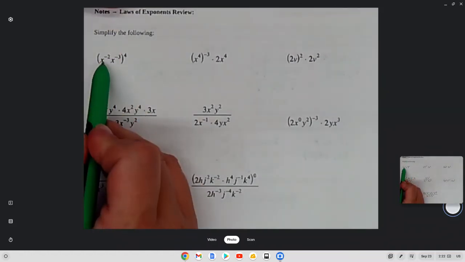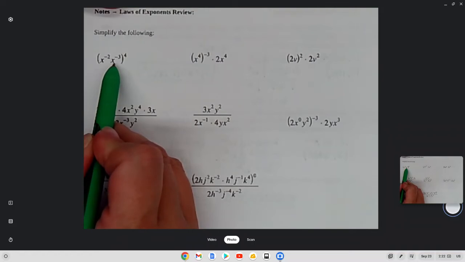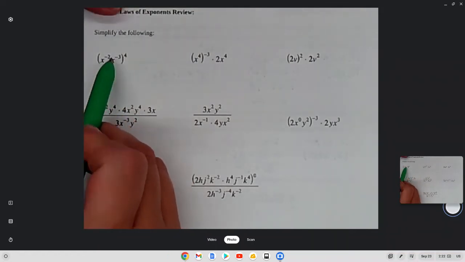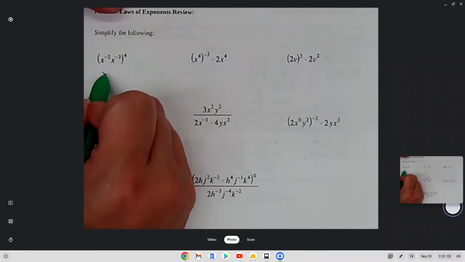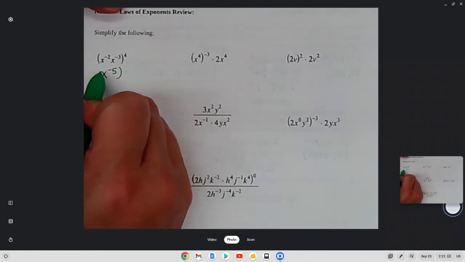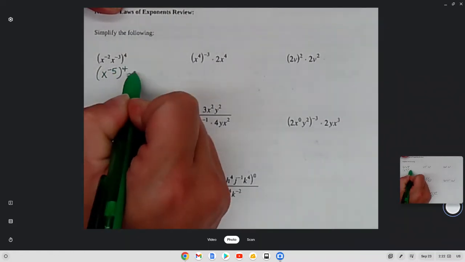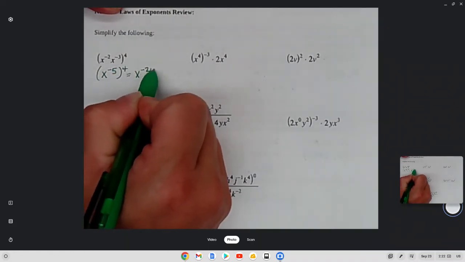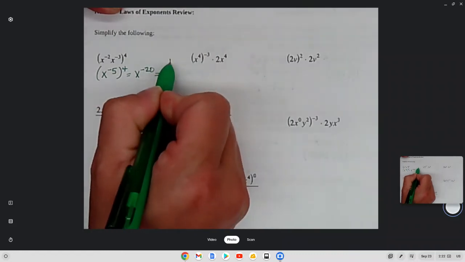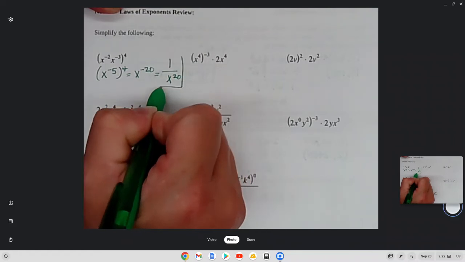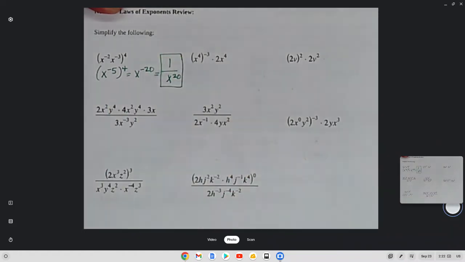In here I have x to the negative 2 times x to the negative 3, and then all raised to the 4th. I'm going to go ahead and simplify inside here. I can add these together to get x to the negative 5th. And then when I raise that power to a power, I multiply. So x to the negative 20. But then again, you don't want to leave negative exponents. So 1 over x to the 20, excuse me. That's our final answer.